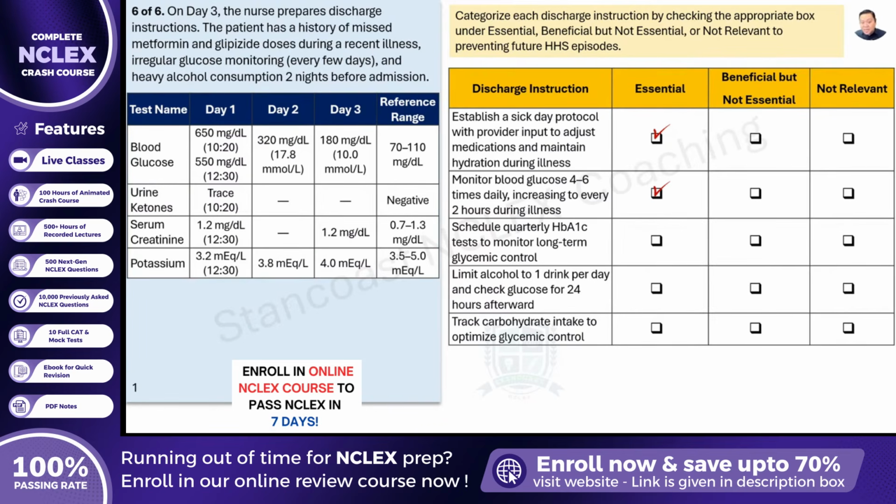And if they are sick, they need to check their blood sugar at least every 2 hours to help detect dangerous hyperglycemic trends. And so this is definitely essential for them to prevent another HHS episode. Now, let's look into schedule quarterly HbA1c tests to monitor long-term glycemic control.